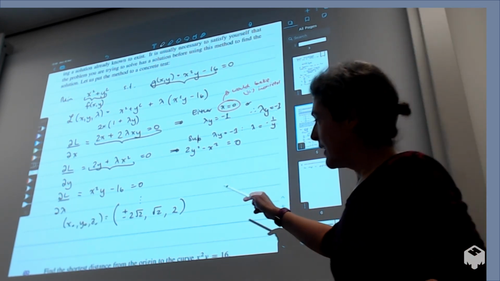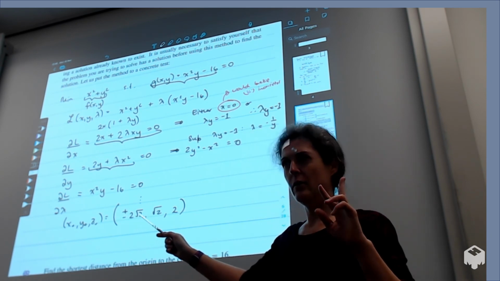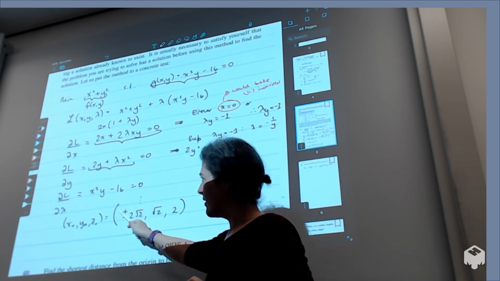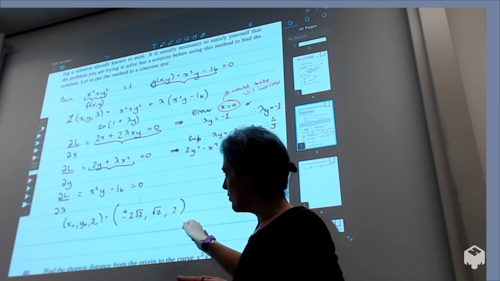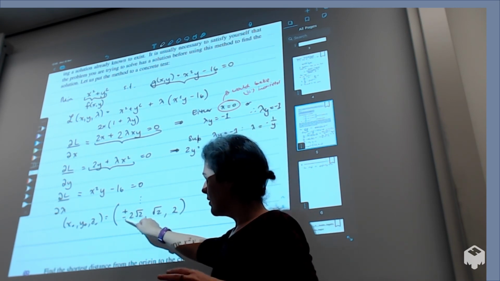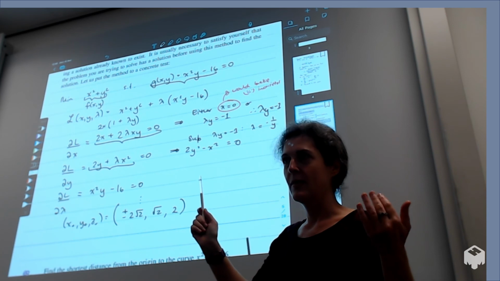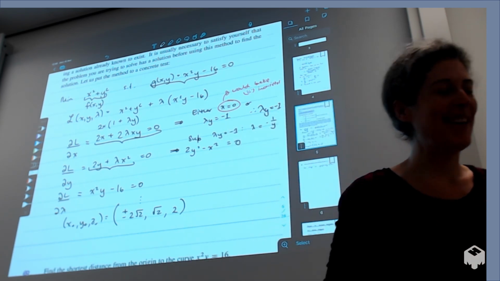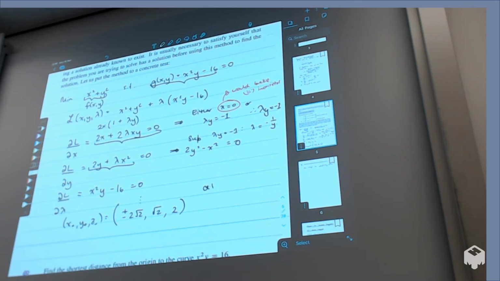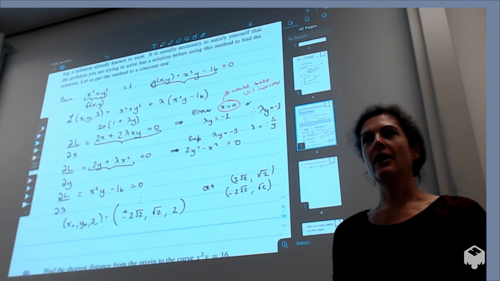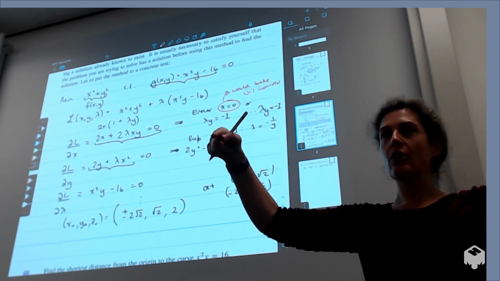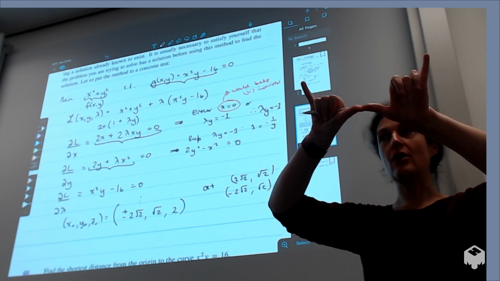So finally what you should find is that you get two solutions, which is what we expected way back at the beginning. We get either x is equal to 2 root 2, y is root 2, or x is minus 2 root 2, y is root 2. So what this has told us is that at those 2 points on that crazy graph that we had at the beginning, the distance to the origin is the smallest.